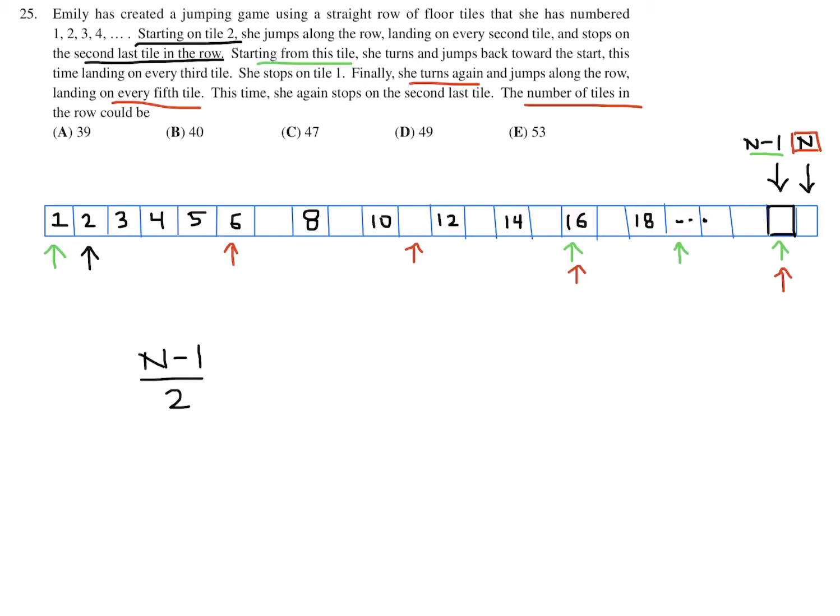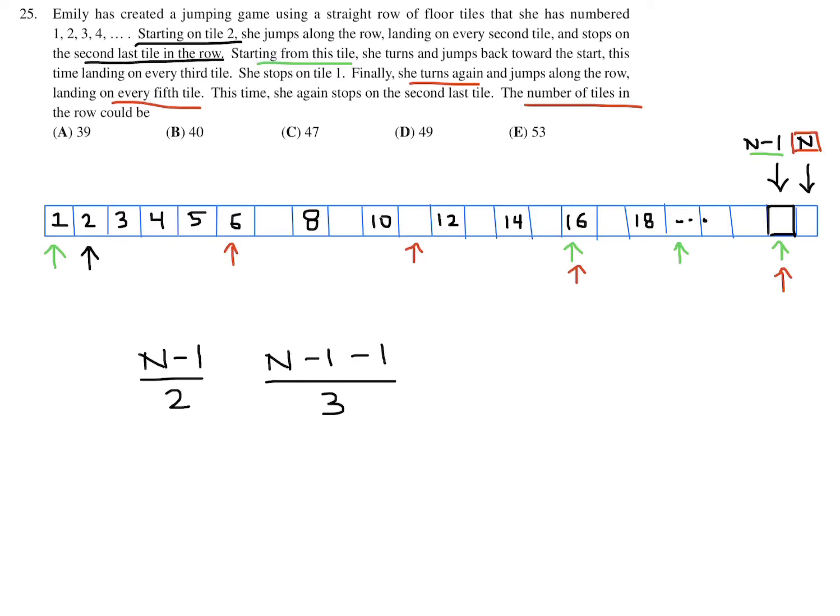Then once she is at n minus 1, she turns around, correct? And then she goes back. But this time she's landing on every third tile. And eventually she comes all the way back to 1. So we have to now figure out a condition for that. How do we do that? Well, she started at n minus 1, correct? And she goes all the way back to 1. So if you subtract that 1, that means that the remaining had to be divisible by 3, correct?